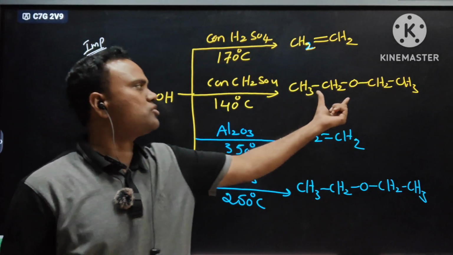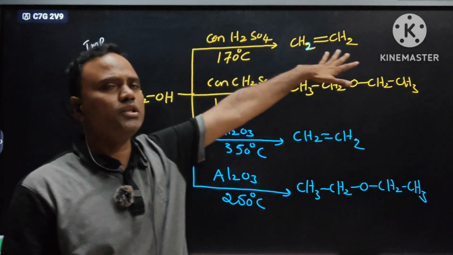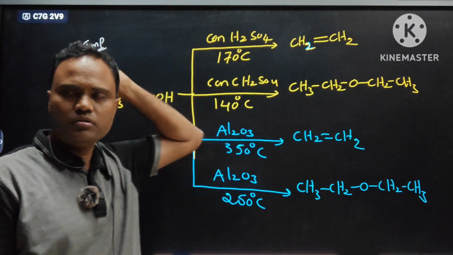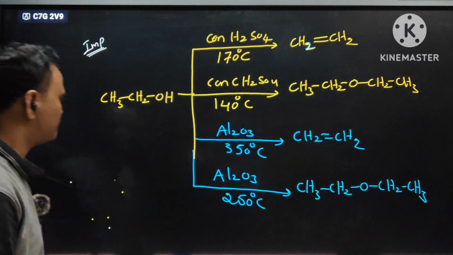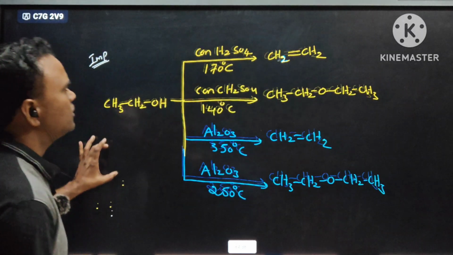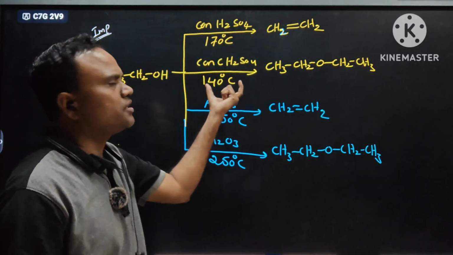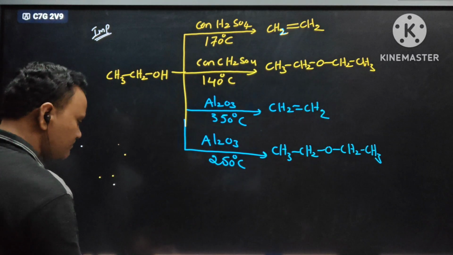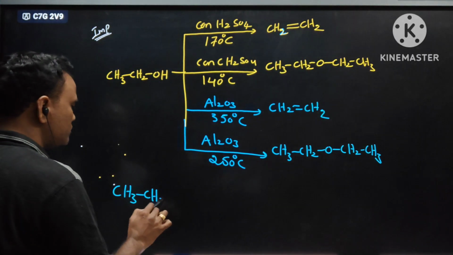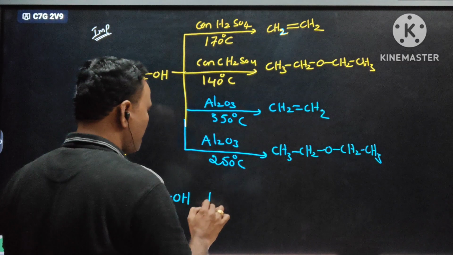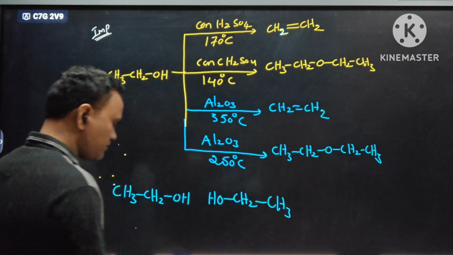But for this, I'll give you one shortcut mechanism. You know about the removal of water, removal of H and OH. The ether formation, see this. If you want, you can write, otherwise remember. When ethanol is treated with sulfuric acid at 140, what will happen? This is a shortcut mechanism, not the original mechanism, to remember the product.